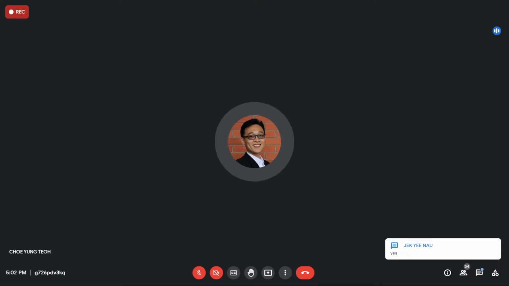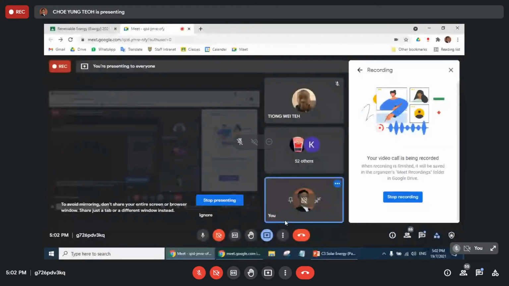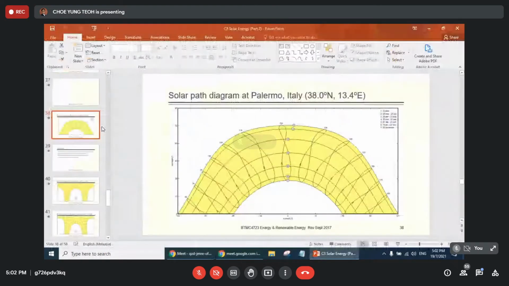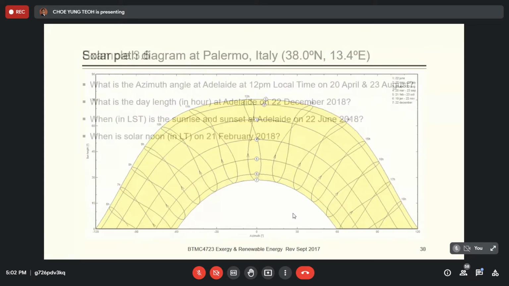So yes, and now let's continue with our lecture on the solar path diagram. Okay. So I think I have explained everything on this solar path diagram. Okay, so let's try with some examples so that we can understand more about this.